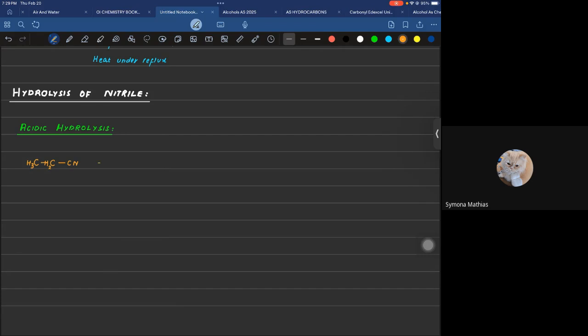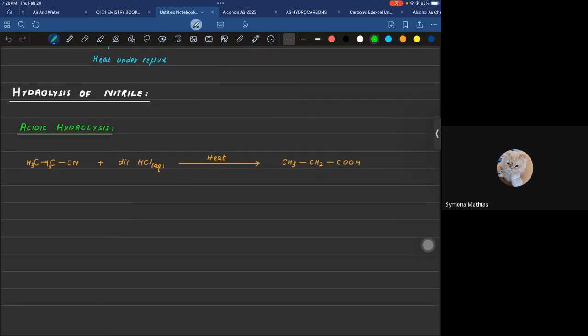This is CH3CH2CN, and this is dilute HCl, aqueous basically. Okay, and we are providing heat. So what would happen, you will see CH3CH2 and carboxylic acid would be produced. So if you are going to do acidic hydrolysis for the nitrile, you will see carboxylic acid.